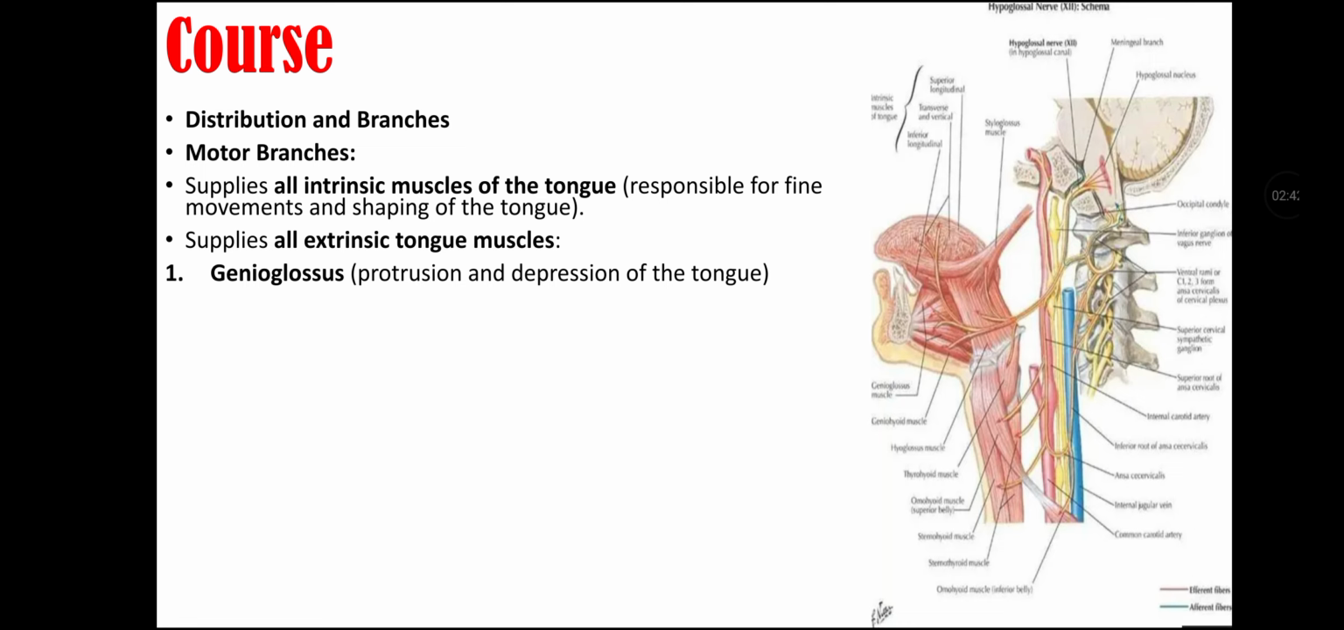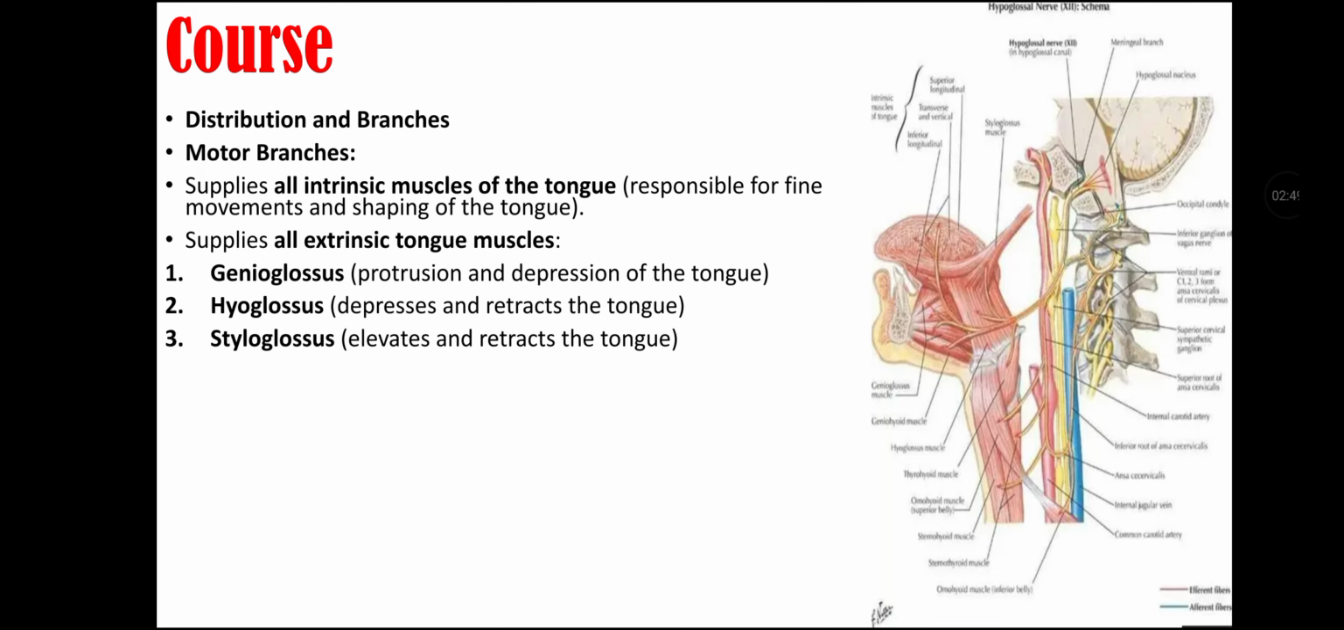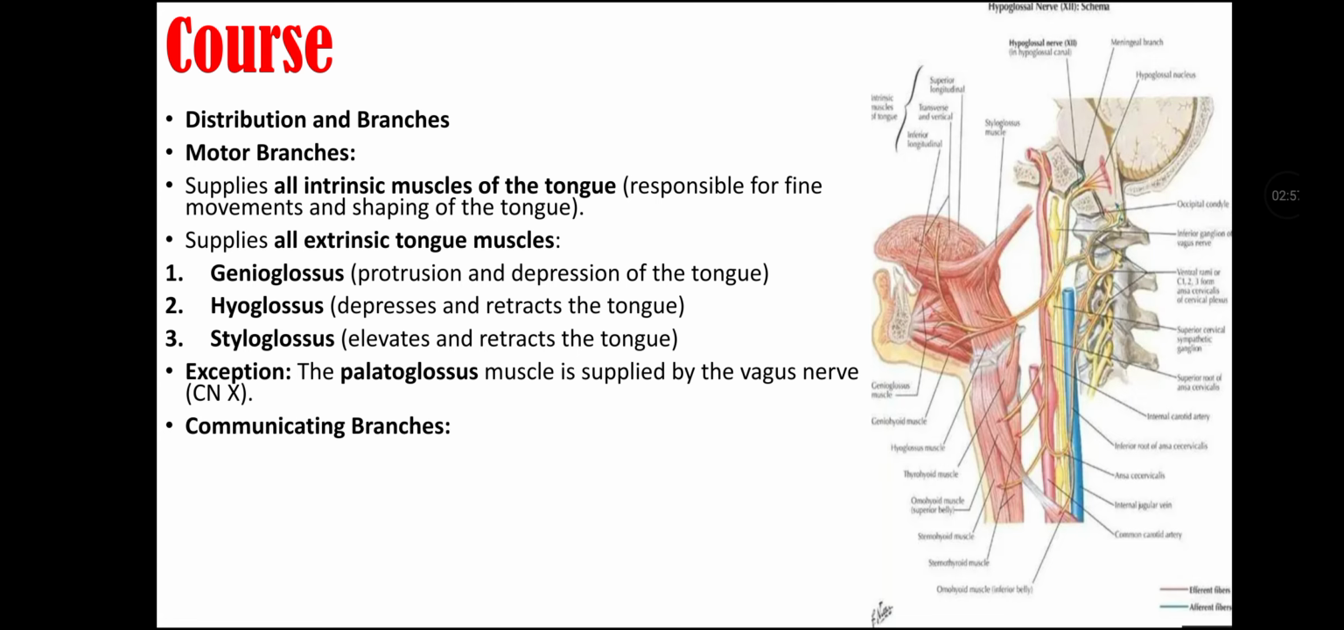That includes genioglossus muscle that causes protrusion and depression of the tongue, hyoglossus muscle that depresses and retracts the tongue, styloglossus muscle that elevates and retracts the tongue. Exception is palatoglossus muscle that is supplied by vagus nerve, that is the 10th cranial nerve.